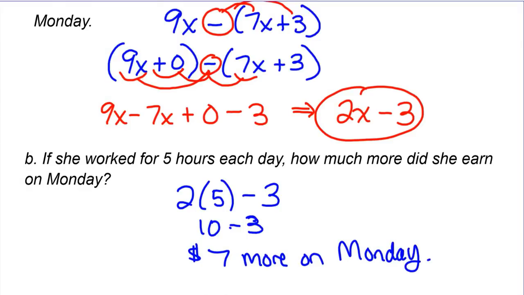So be careful with subtraction. Again, lots of areas for error. Just keep track of those signs, rewrite the expressions. Don't try to do it all in your head because you are definitely going to make a mistake if you do that. Write it down and you'll be safe.